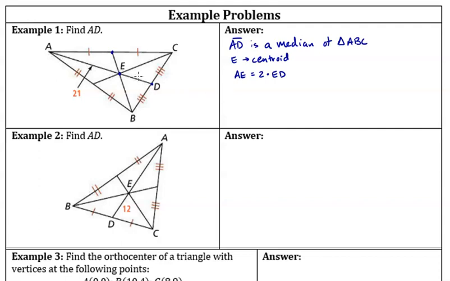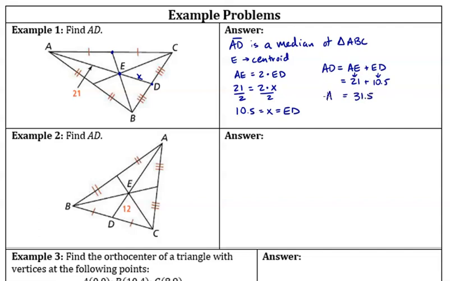So if I fill in, maybe I'll put an X here. I don't know how long ED is. And I'm going to fill in 21 for AE and X for ED. Then it's pretty clear that if I want to find out how long ED is, I can just divide 21 by 2, right? And I get 10.5 for X, which was the distance from E to D. And now the distance from A to D would just be the distance from A to E plus the distance from E to D. So that's going to be 21 for the distance from A to E plus 10.5 for the distance from E to D, and that's going to give us 31.5 for the distance from A to D.